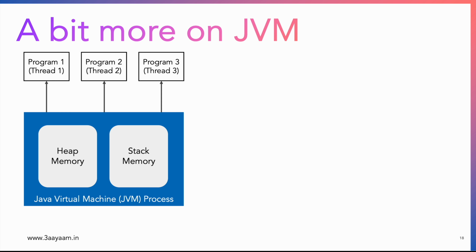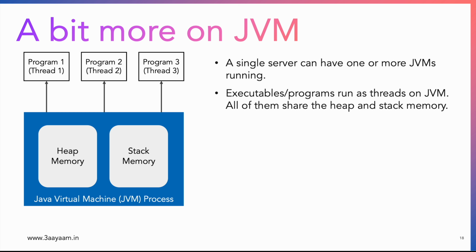JVM. A single server can have one or more JVMs also, but in most of the cases, a single server typically contains one JVM only. And the executable programs run as threads on JVM, and all of them share the same heap and stack memory. But each executable or each thread would have its own stack memory.